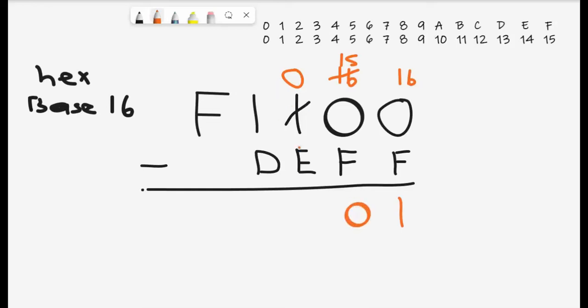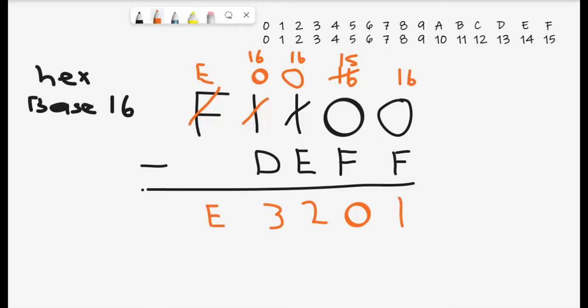And then this doesn't work, so we have to come borrow 1. So this would go to 0. And this is a 16. So 16 minus 14 is 2. 2 plus 0 is 2. And then this doesn't work. So we take this to E. And this is plus the 16. So 16 minus D. So 16 minus 13 is 3. 3 plus 0 is 3. And then E.